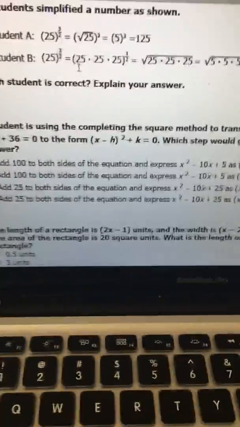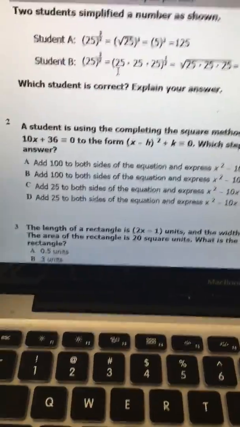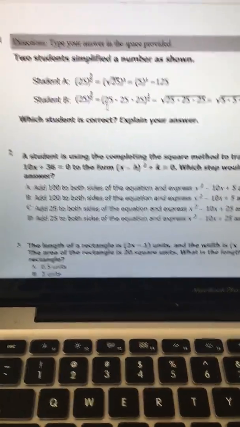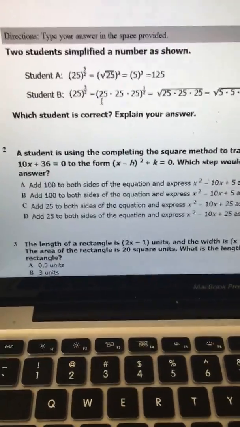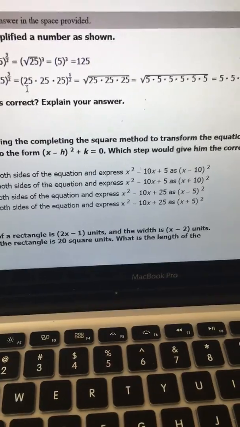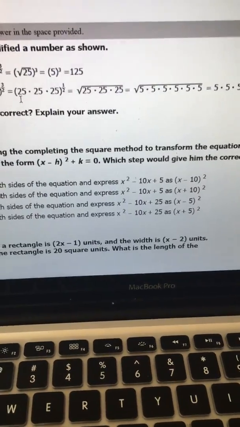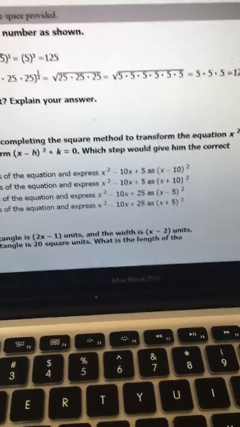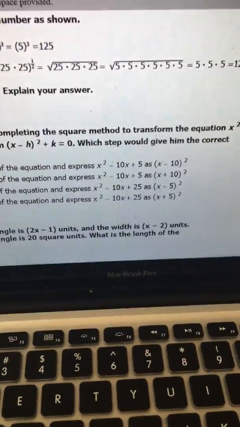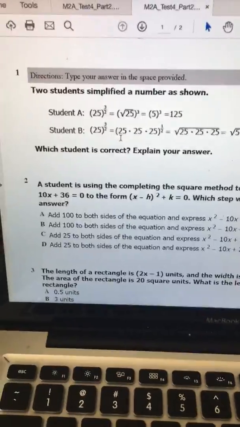So the step they are looking for is to add 25 to both sides of the equation and express x squared minus 10x plus 25 as (x minus 5) raised to the second. So your answer is C.